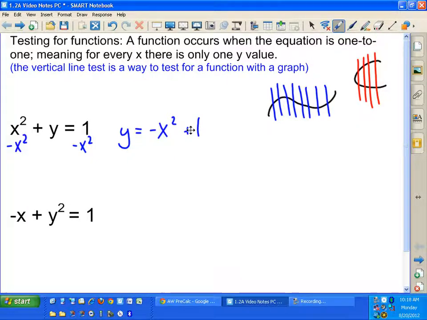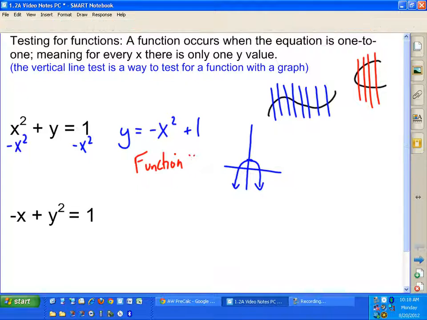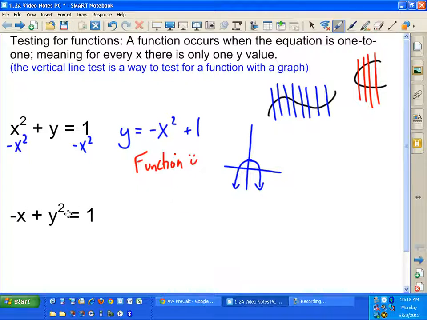You could graph this on your calculator and see it, but basically what you're going to get when you graph this is it's up 1, and the graph would look like that, more or less. You could notice that for every x value, there's only one y value, so that means that this is a function. So this is a function up here, and that's what we were looking for. Well, let's see if this one's a function down here.